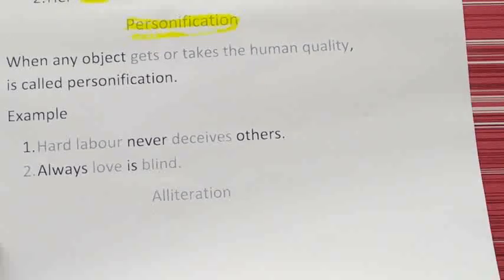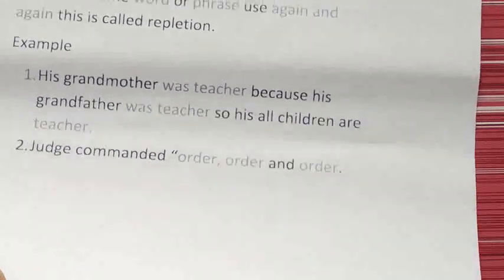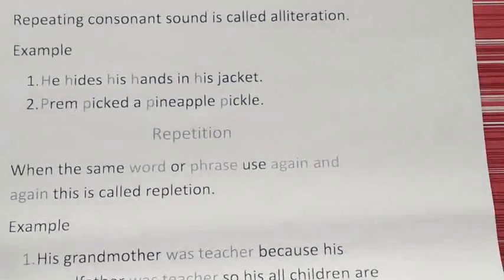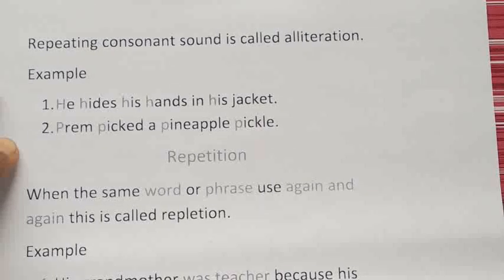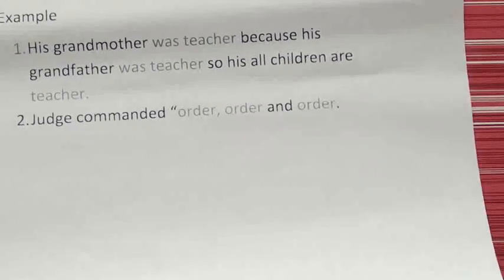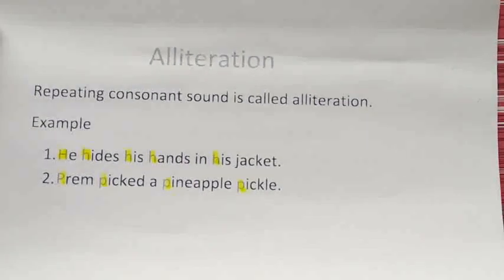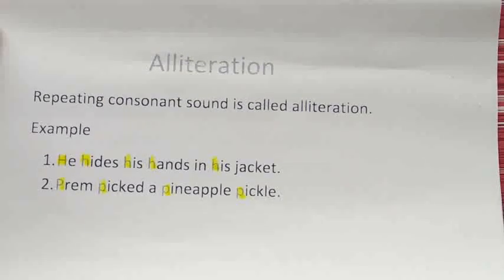Now next is alliteration. What is the meaning of alliteration? First of all, I should tell you. Alliteration means when the consonant is repeated. Consonant repeated is called alliteration. Repeating consonant sound is called alliteration. What are consonant sounds? Here is an example: H, he, hide, H-I-D-E, his, hand.